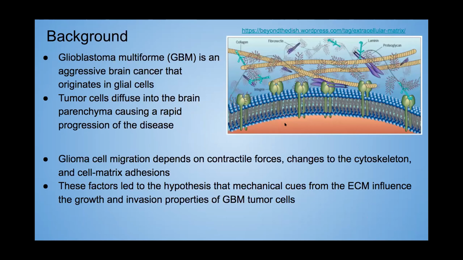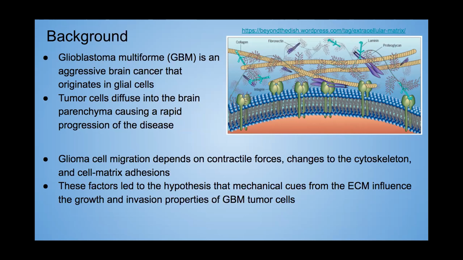So our paper mostly focuses on glioblastoma multiforme, or GBM, which is an aggressive brain cancer that originates in glial cells. The disease progresses pretty rapidly due to tumor cells diffusing into the brain parenchyma, which I'm not sure how to pronounce, or other surrounding tissues.